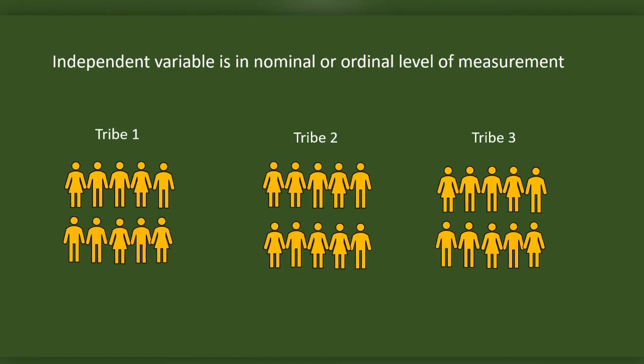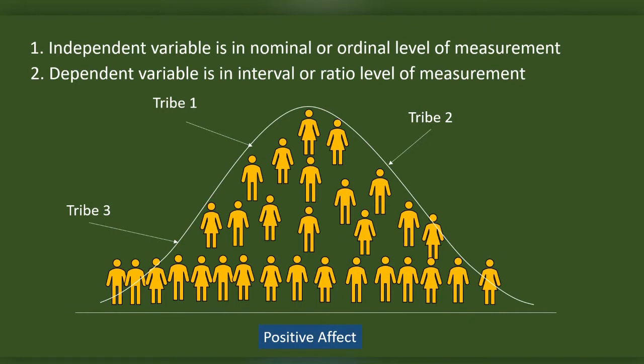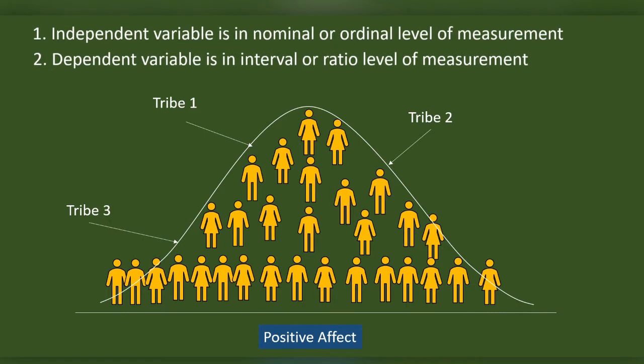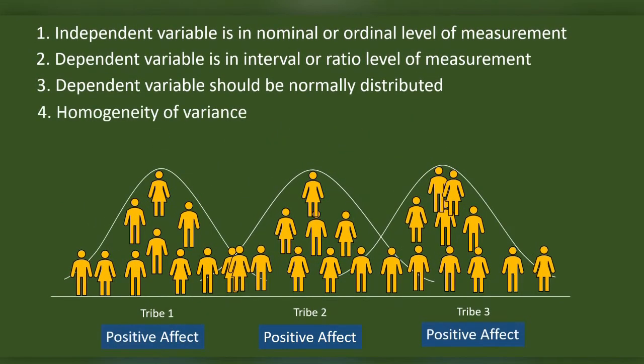For instance, imagine we are doing research in a sample from three different tribes. We plan to find out if the three tribes are different in their positive affect. Before doing the analysis, we have to make sure that the data is normally distributed and the three groups are homogeneous or equal in their variance while considering the distribution of the positive affect scores.